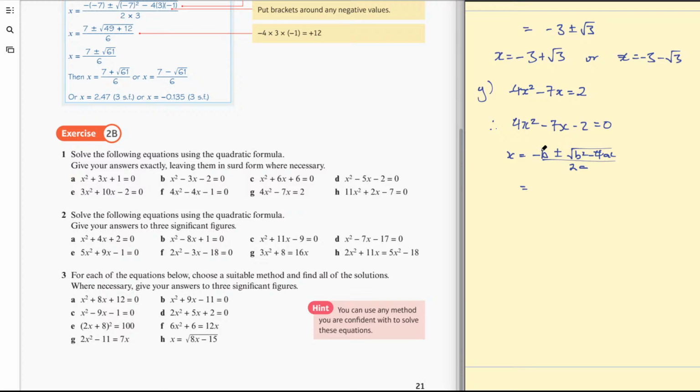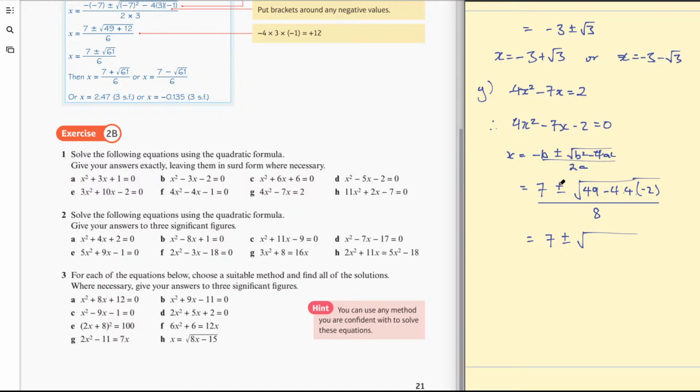Negative 7. The negative of negative 7 is positive 7. Negative 7 squared is 49. Take 4 times a is 4, c is negative 2. And this is all over 2 times a. 2 times 4 is 8. And then simplify.